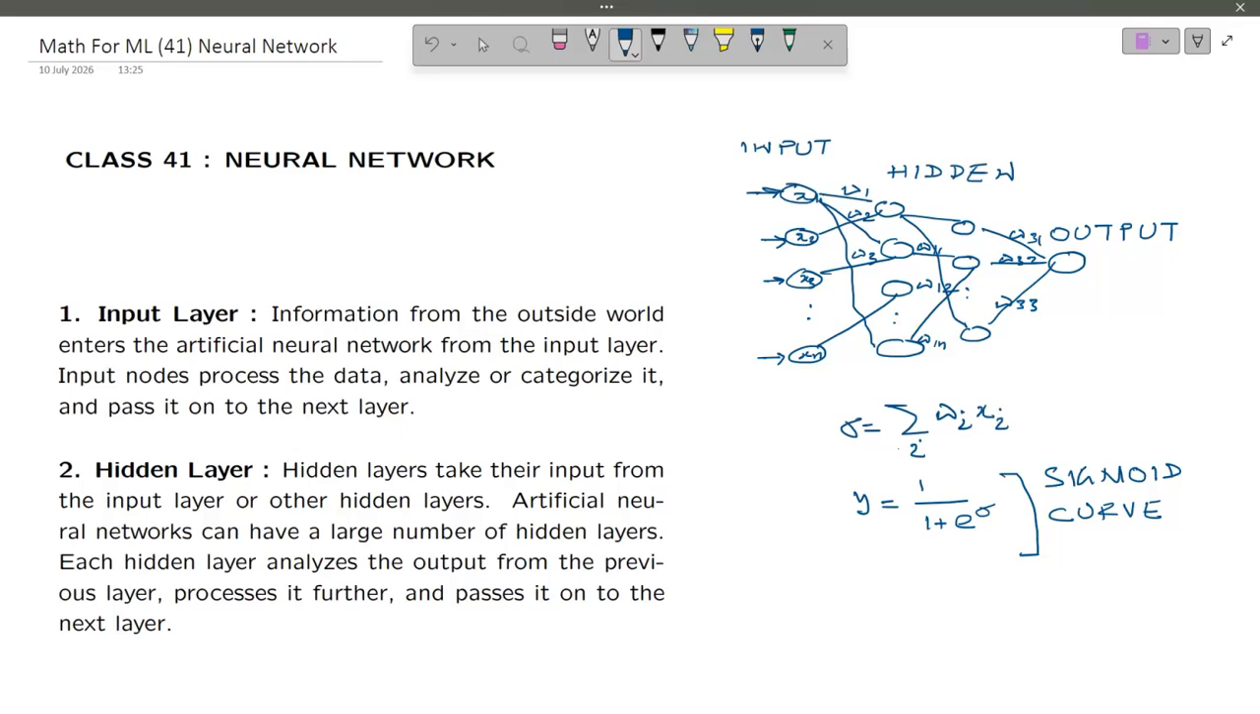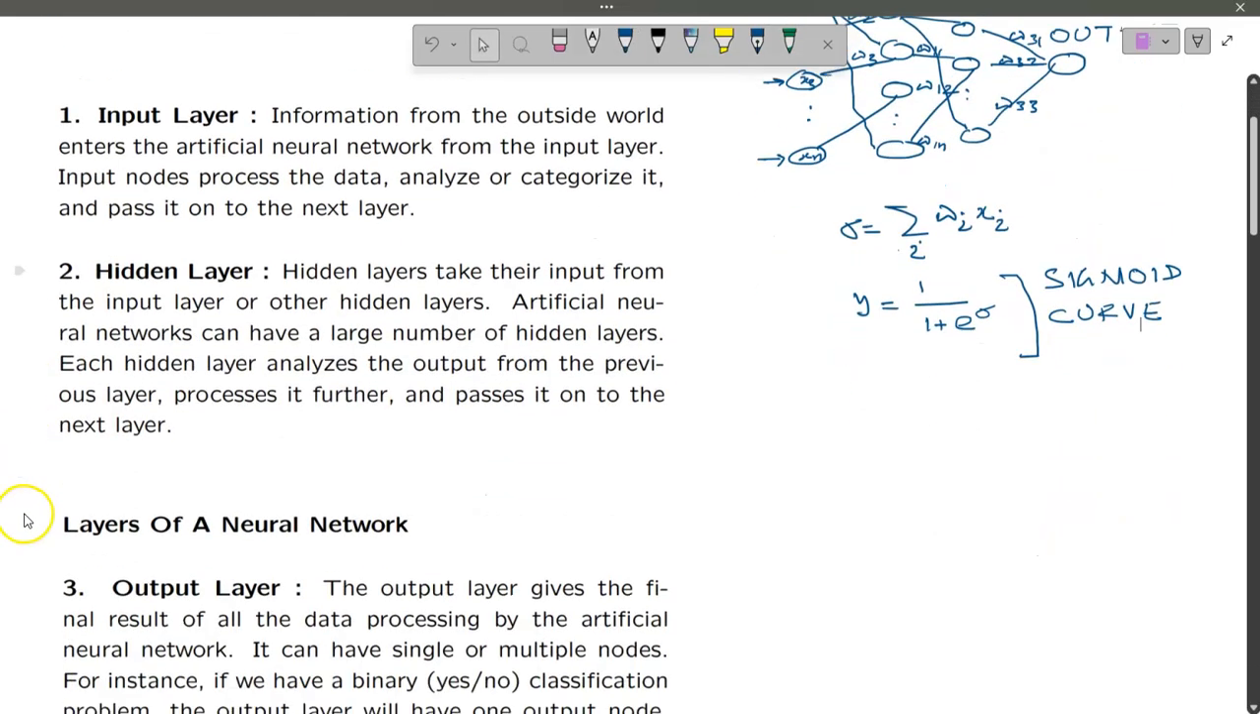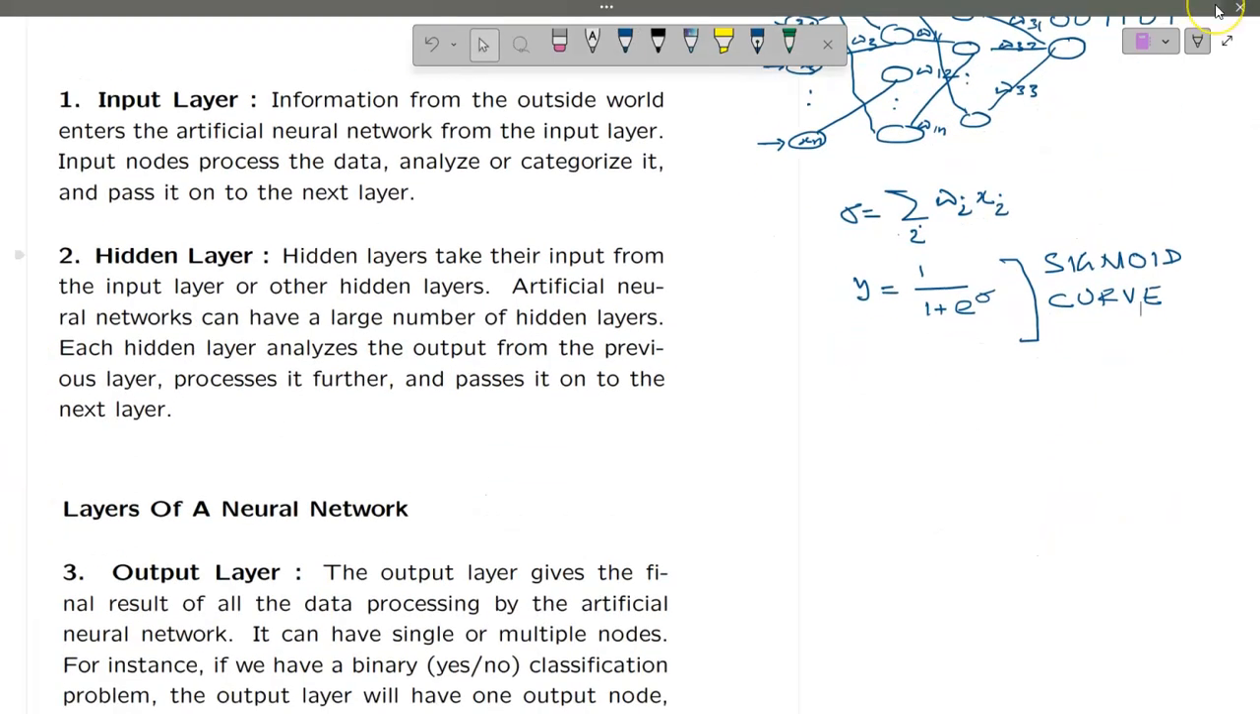Okay, so we talked about input node. Let us talk about hidden layers. Hidden layers take their output from the input layer or other hidden layers. Artificial neural networks can have a large number of hidden layers. Each hidden layer analyzes the output from the previous layer, processes it further and passes it to the next layer. So these are the hidden layers.